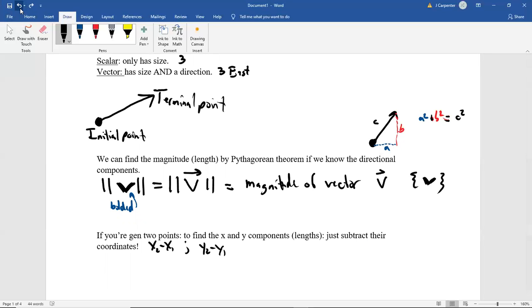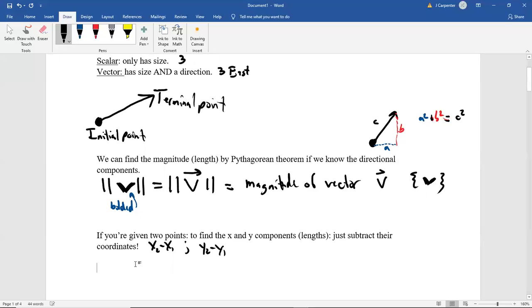So I might tell you that I've got a vector that starts at (2, 5) and ends at (13, 7). Then you can figure out how far right and up or down it moves, or left and up and down, whichever it might be. If you're given 2 points, you can just subtract their coordinates to find their lengths.